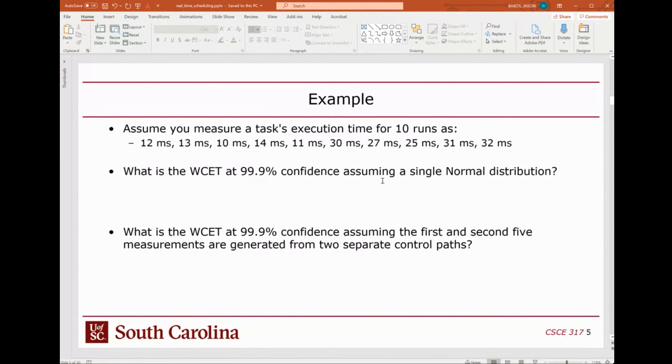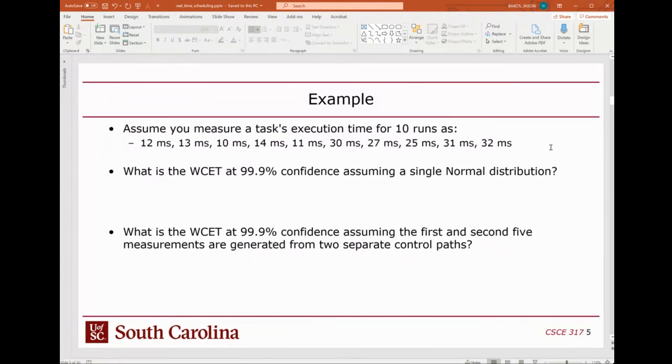Let's say you have a task and you measure 10 runs, and it takes 12 milliseconds, 13, 10, 14, 11, 30, 27, 25, 31, and 32 milliseconds. And you want to know what the worst case execution time is with a 99.9% confidence, assuming that all of these come from a normal distribution.